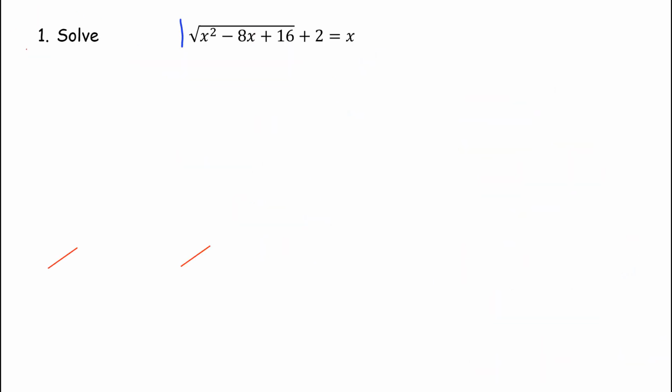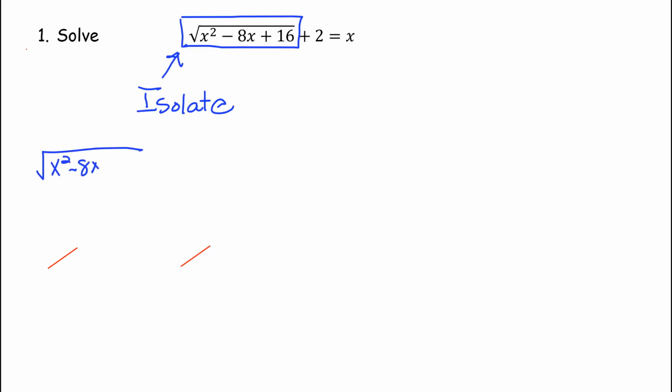Okay, so now we have the square root of x squared minus 8x plus 16, plus 2, equals x. Whenever you have a problem that has a radical in it, the first thing you need to do is isolate that radical, get it all on one side by itself, and everything else needs to be on the other side of the equation. So I'm going to subtract 2 on both sides of this equation, and therefore I will have that whole radical is equal to x minus 2.